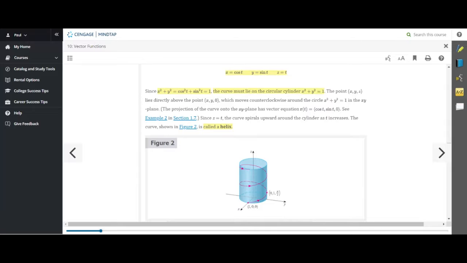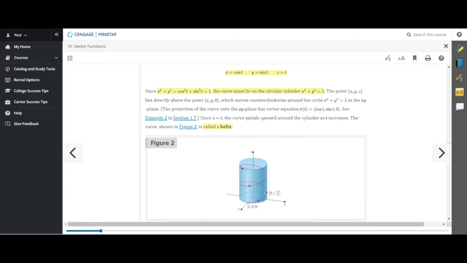And notice also here that, well, it's there and highlighted. If you take x squared plus y squared and square those components, you get 1. So the curve has to lie on the circular cylinder, x squared plus y squared equals 1.